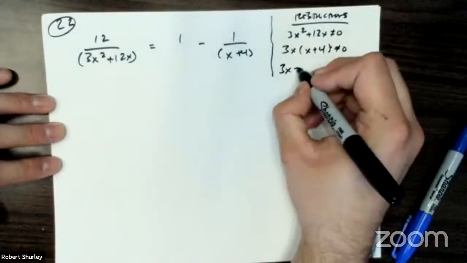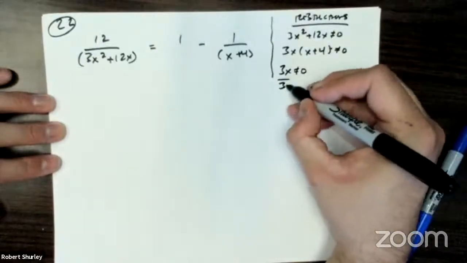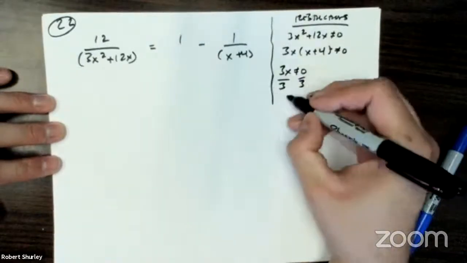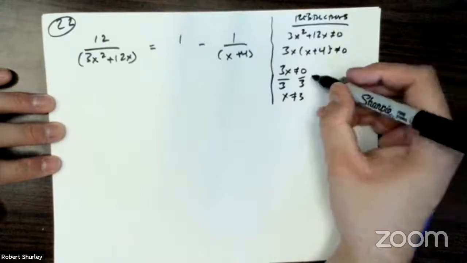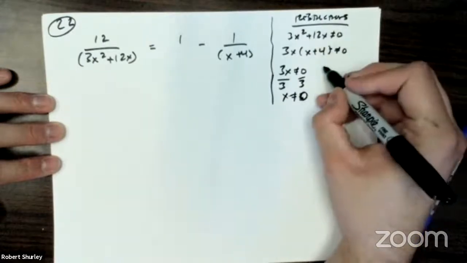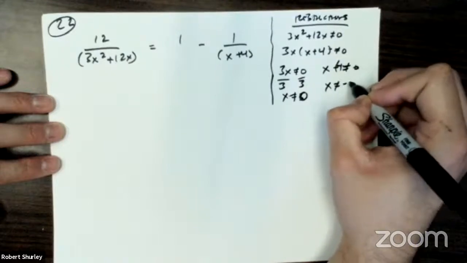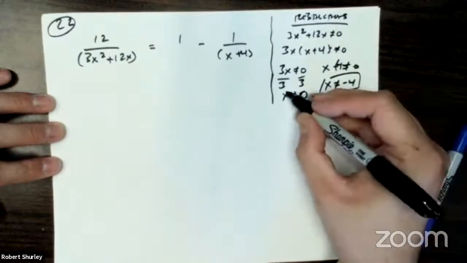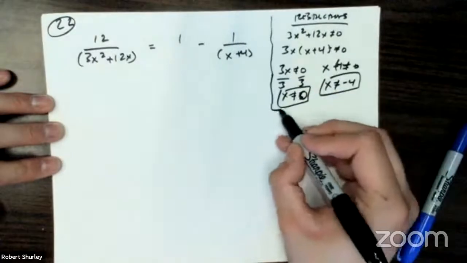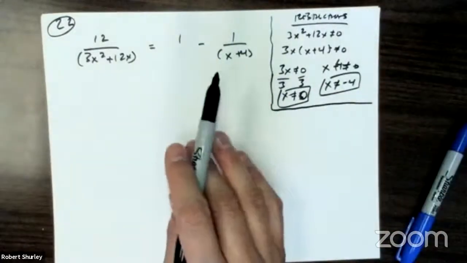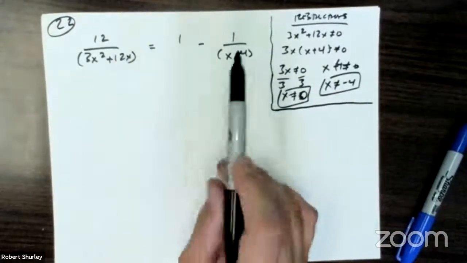So I'm going to say 3x can't be 0. Divide by 3, turns out x cannot be 0, not 3. x plus 4 can't be 0, so x cannot be negative 4. Okay, so those are our two restrictions. Let's just simplify this. Okay, or actually, let's solve it.